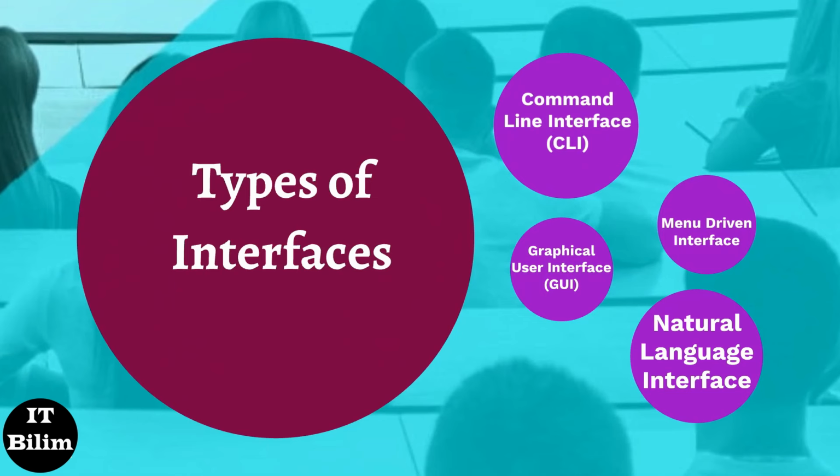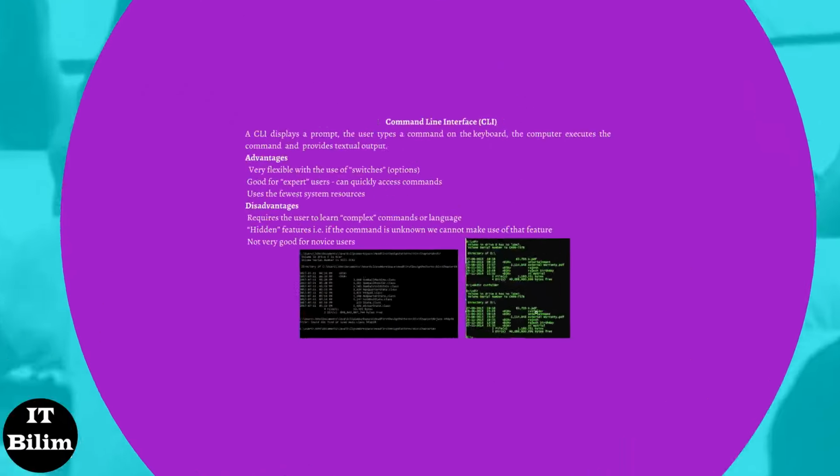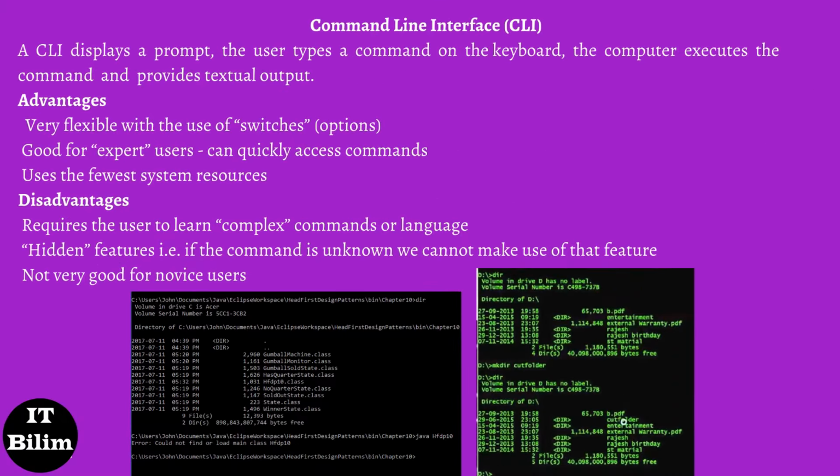Command line interface, CLI. A CLI displays a prompt, the user types a command on the keyboard, the computer executes the command and provides textual output. Advantages. Very flexible with the use of switches, options. Good for expert users, can quickly access commands. Uses the fewest system resources.